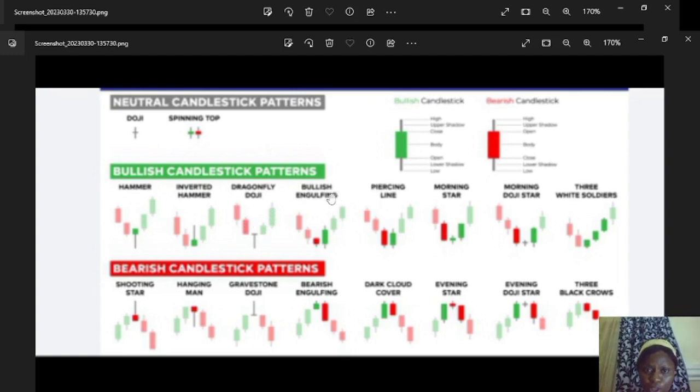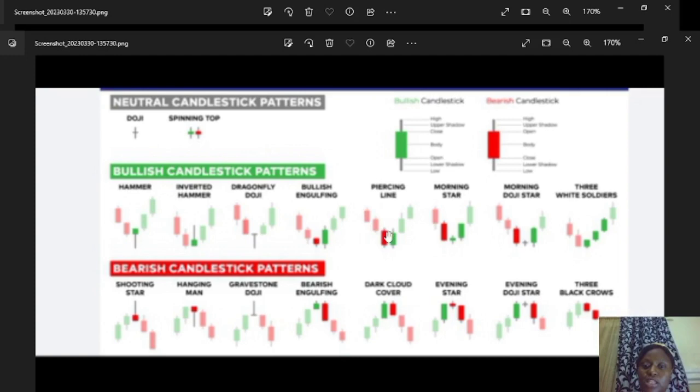You have bullish engulfing candle here. You see, this is the bullish engulfing candle I showed you earlier. Once the market is selling and you find it at the support area, the market is about changing to being a bullish market. It's a very good signal in the market. We have the piercing line. In the piercing line, the second candle closes almost halfway into the first candle.